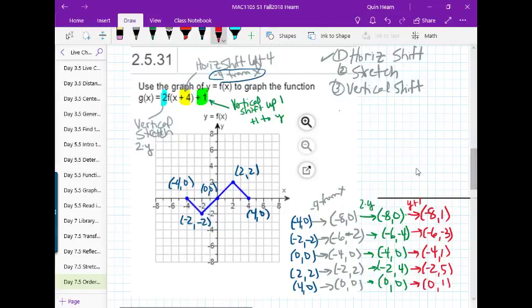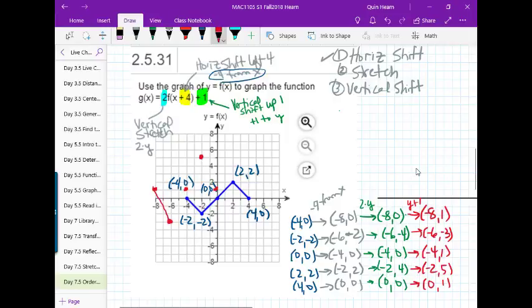All right, so let's plot these points. We have negative 8, 1. We have negative 6, negative 3. We have negative 4, negative 1, or sorry, negative 4, positive 1. We have negative 2, 5. And we have 0, 1.